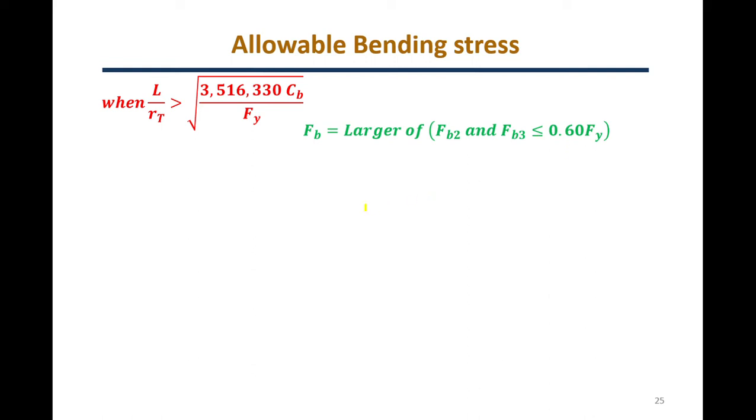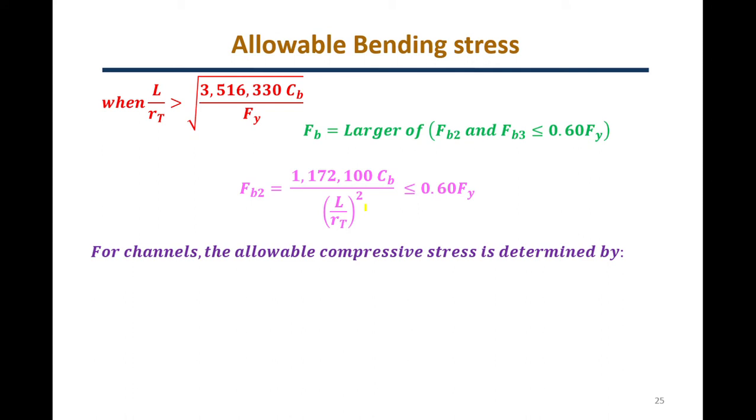So, ang gagamitin natin value ng FB2 is 1,172,100 CB all over the quantity of L over RT squared, less than or equal to 0.6 of Fy. So, for channels, the allowable compressive stress is determined for any value of L over RT. So, FB3 is equal to 82,740 CB over LD over AF, less than or equal to 0.6 of Fy.